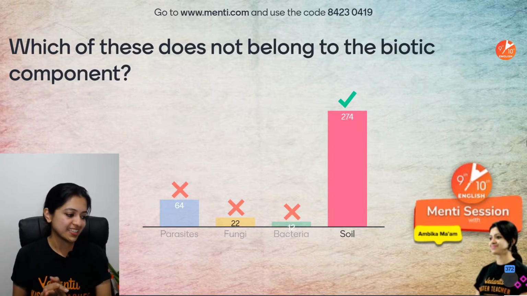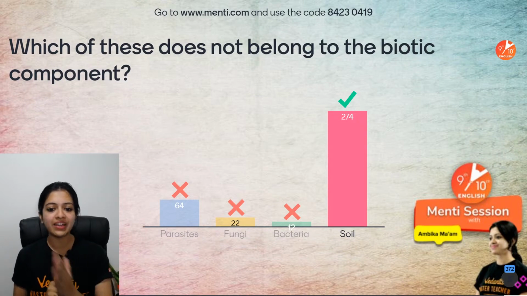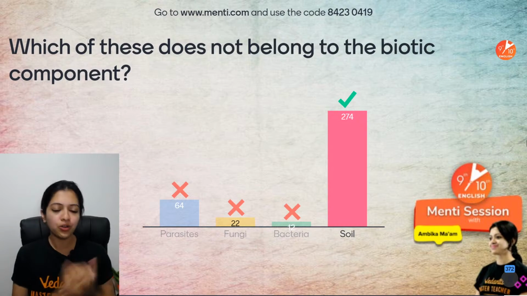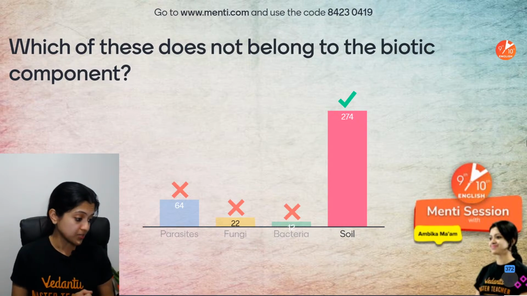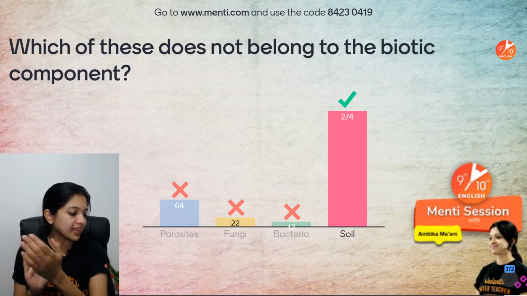Soil is very much the answer because that's the only abiotic component here. Parasites, fungi, and bacteria are biotic components, living components of an ecosystem. Right, children? Good job, good job, good job, and keep it up.